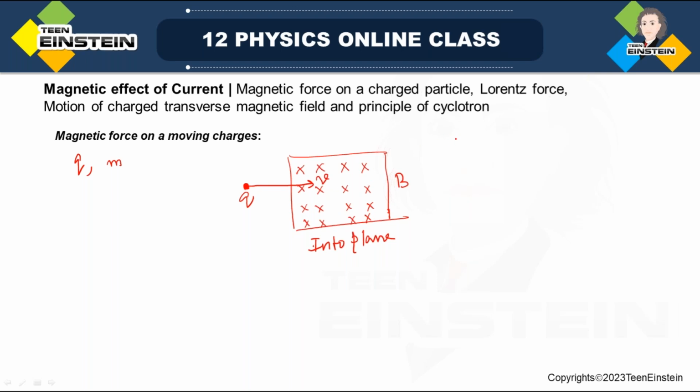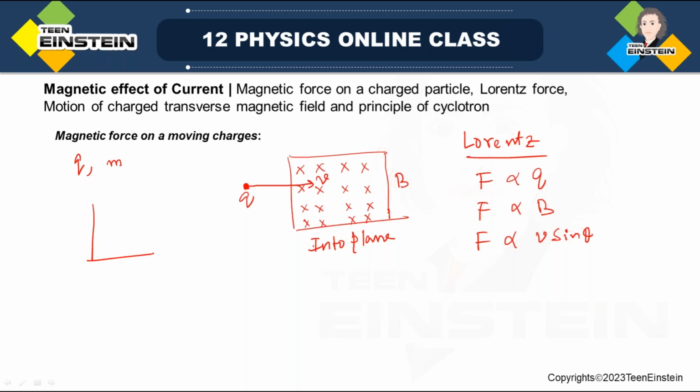So, Dutch physicist Lorentz first discovered that when a charged particle is moving through a region of magnetic field, the charged particle will experience a force, and that force is directly proportional to the magnitude of the charge, directly proportional to the magnitude of the magnetic field, and directly proportional to the component of the velocity perpendicular to the direction of the magnetic field. So this is in the general case.